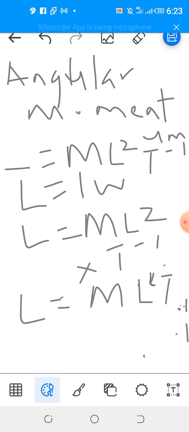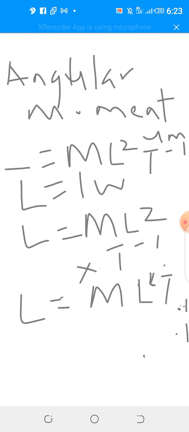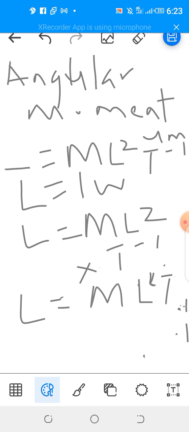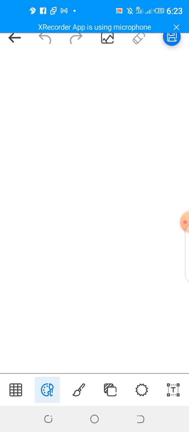So you can do it in two ways. It can be either L equals M V L sine theta, and you still get M L squared T minus 1. If you use L equals I W, I is inertia, inertia is M L raised to power 2, W is T minus 1. So it's M L squared T minus 1. I want you to note this now, which is very important.